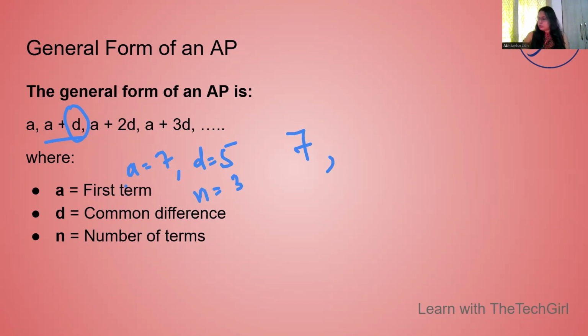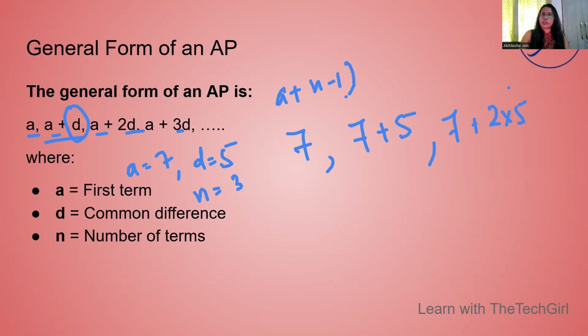What is n? n is the number of terms in that series. So let's say we have a equal to 7, d equal to 5, and n equal to 3. That means your first term is going to be 7, the second will be 7 plus 5, and the third will be 7 plus 2 times 5. Since n is only 3, this is going to be till 3. So your AP series goes till a plus n minus 1.